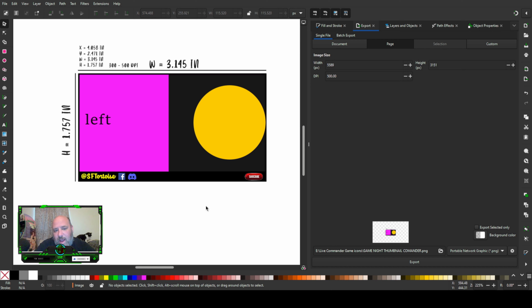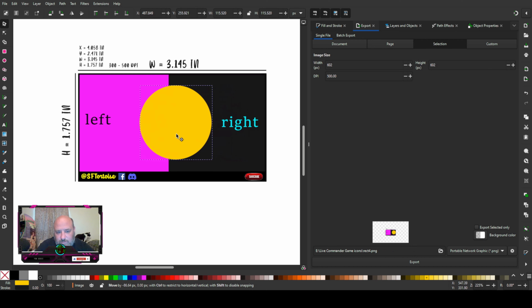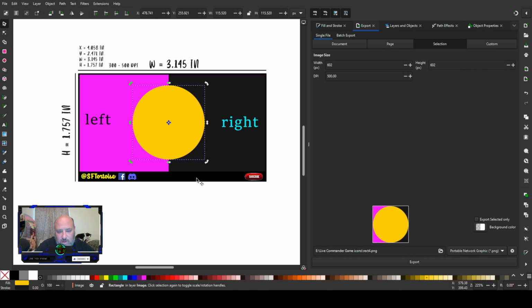The reason why I look at thumbnails this way is because I like to think there are three parts to the thumbnail that you want to focus on. You either have the far extremes of the left and right, and you got the middle. And the middle is good for drawing into a view.